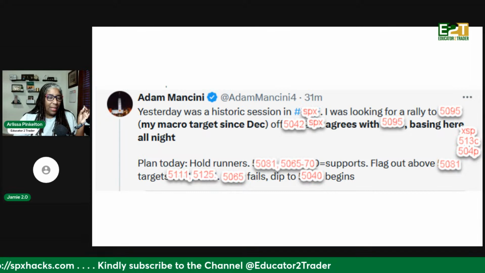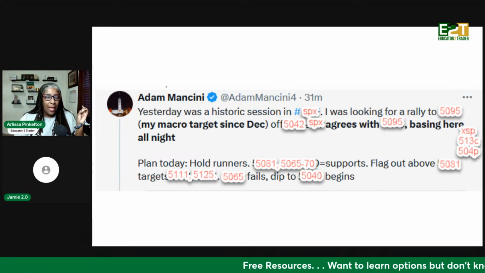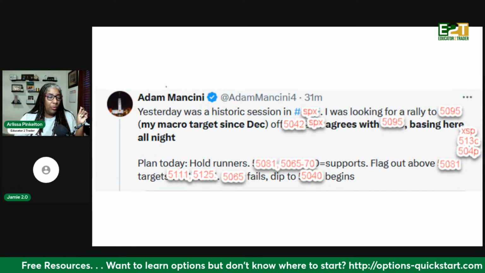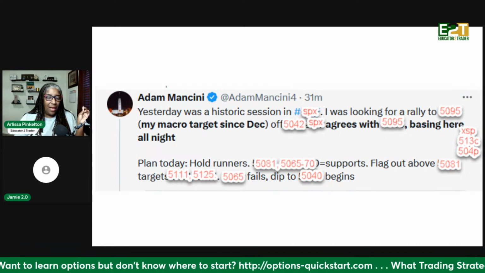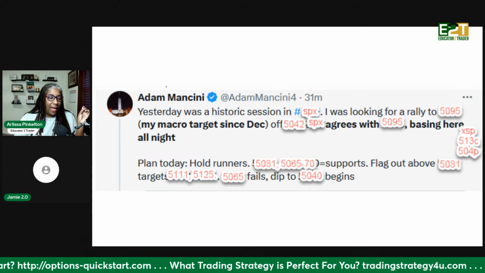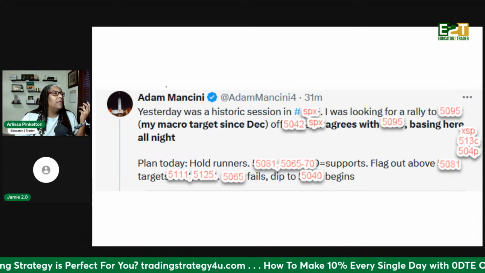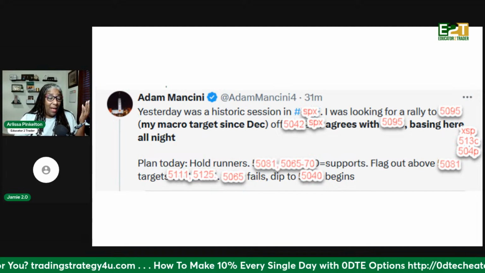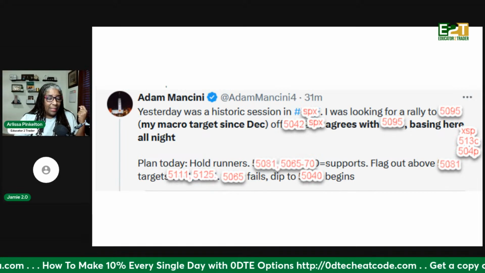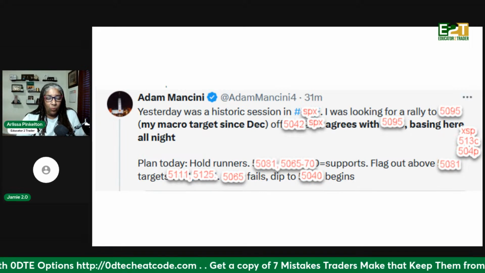Here's Adam's numbers. It says yesterday was a historic session in SPX. I was looking for a rally to 5095, the macro target since December, off of 5042. SPX agrees with 5095, basing here all night. The plan today: hold your runners. 5081, 5065, 5070 are supports. Flag out above 5081, target 5111, which we've come into. 5108 right now. 5125. These are targets. And if 5065 fails, then we could dip to 5040. The dip to 5040 begins.